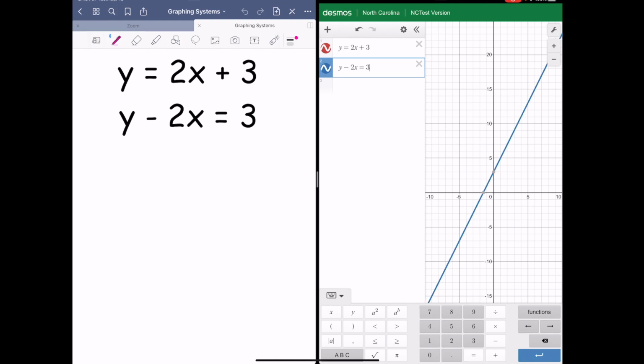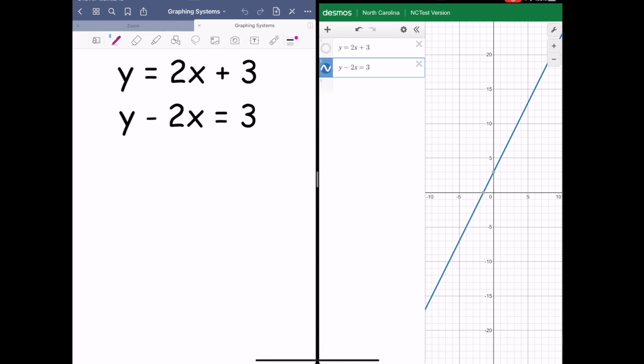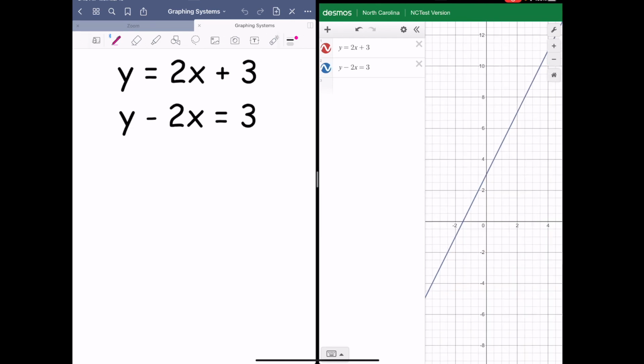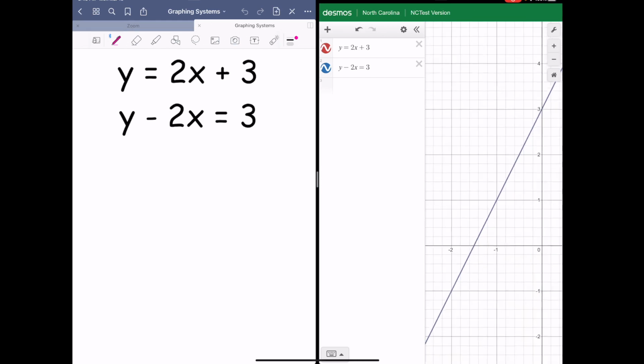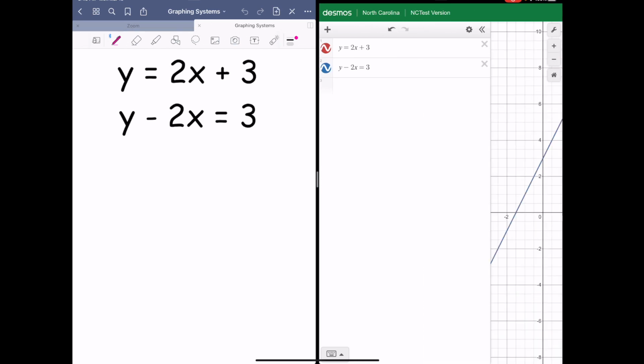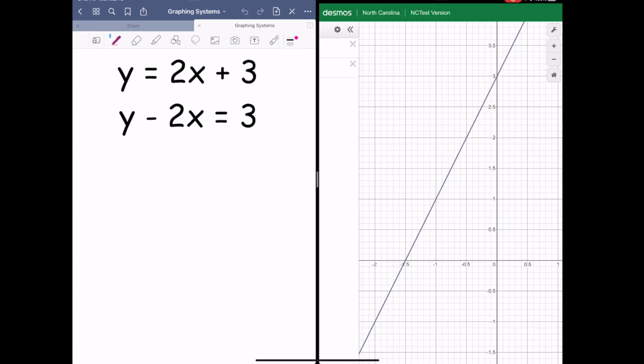So notice that you can actually click on those buttons beside each equation, and it will turn the line on or off on the graph. So notice when I have the red one graphed, then when I click the blue one to turn it on, it's the exact same line. So I'm going to zoom in just so you can see that it's not two separate lines that are just really close. They are actually the same line.